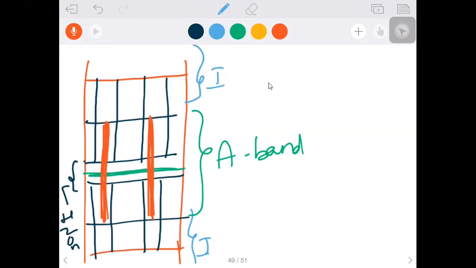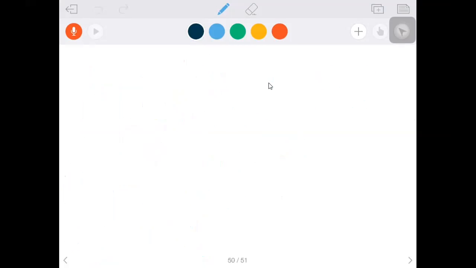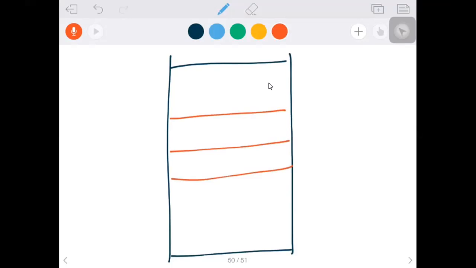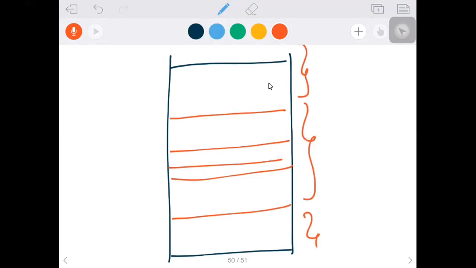Okay. In the center of the H zone, you can see there is a thin line that is called the M line. Understanding this phenomenon is very important here. First of all, we need to understand what is a sarcomere. A sarcomere means half I band, then full A band, then half I band.